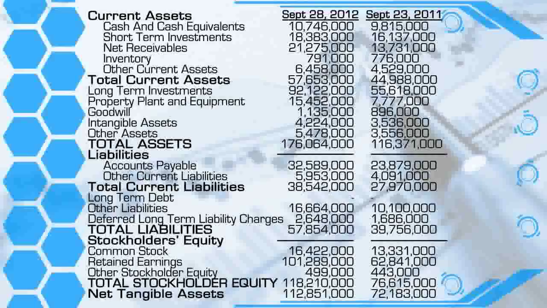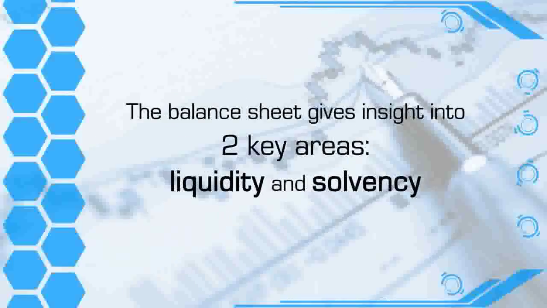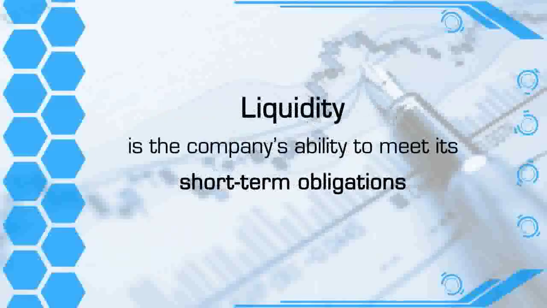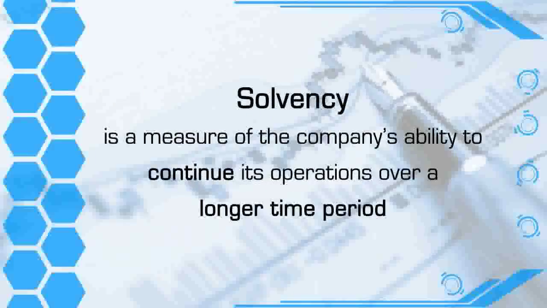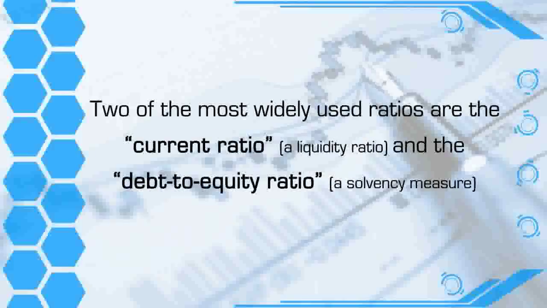Most investors and analysts use a series of ratios to analyze the balance sheet to gain insight into the financial condition of the company. The balance sheet gives insight into two key areas: liquidity and solvency. Liquidity is the company's ability to meet its short-term obligations. Solvency is a measure of the company's ability to continue its operations over a longer time period. Two of the most widely used ratios are the current ratio, which is a liquidity ratio, and the debt-to-equity ratio, a solvency measure.